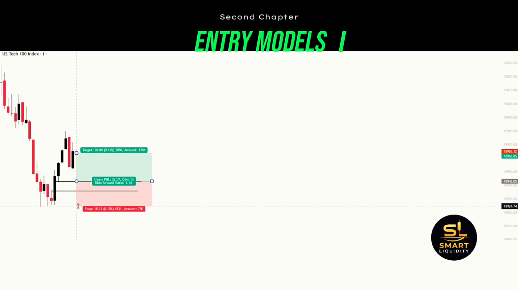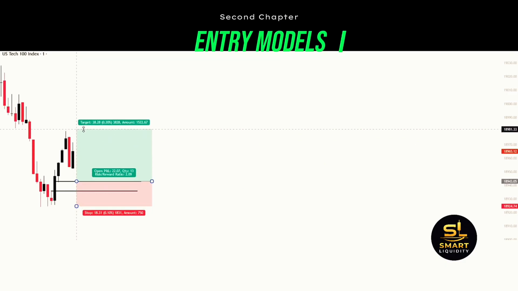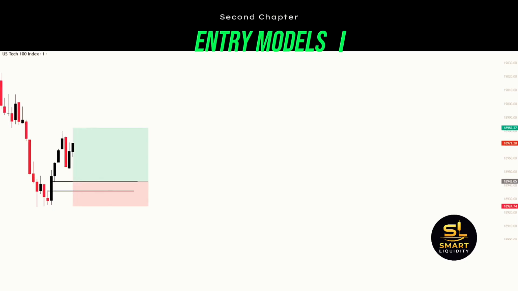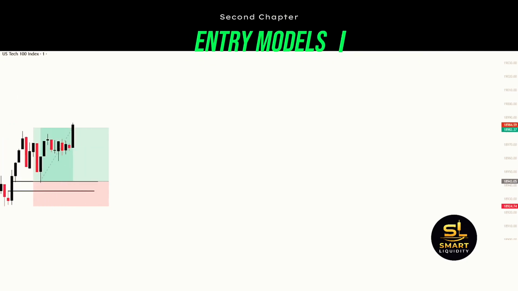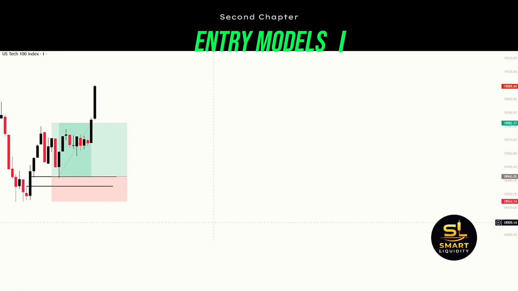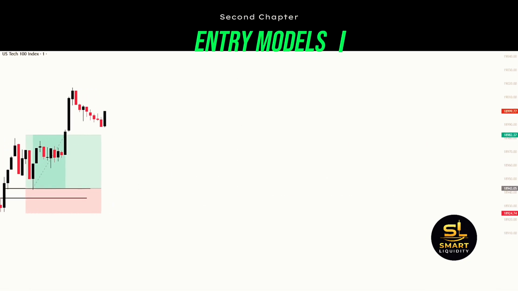The stop loss below the lows, the take profit above the highs. And this is about a 1 to 2 risk to reward. Not the worst, but not the best. So let's see what the price does. The position was opened, and the trade was a 1. Let's see the continuation of the price action.